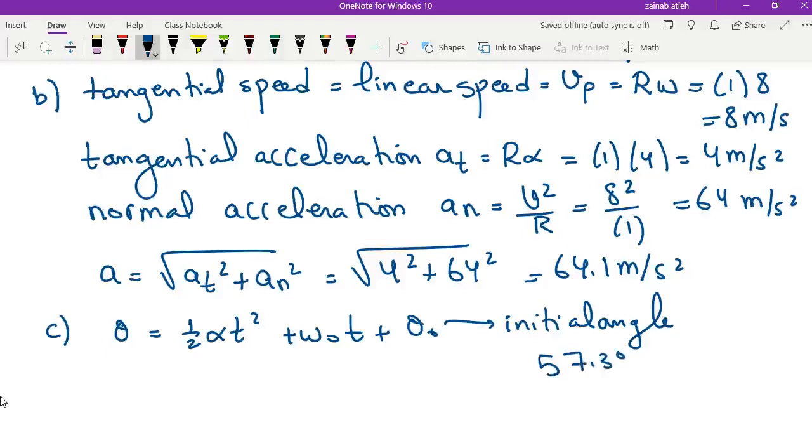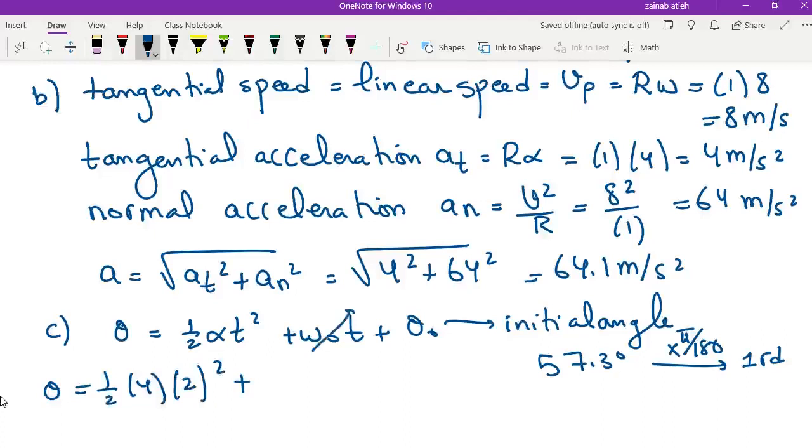57.3 degrees. To convert it to radians I will multiply by pi over 180 to get radians, so it will be approximately 1 radian. I will substitute here. Theta is equal to half, alpha was 4, t was 2 squared, omega 0 was 0, so plus 0 plus 1, so we will get 9 radians, and this is the answer.